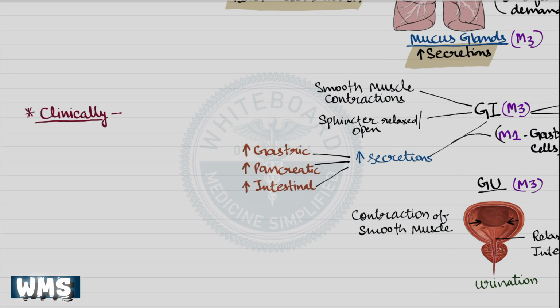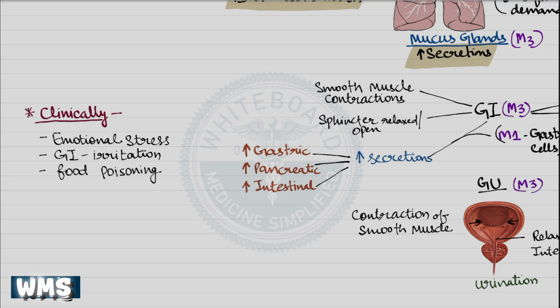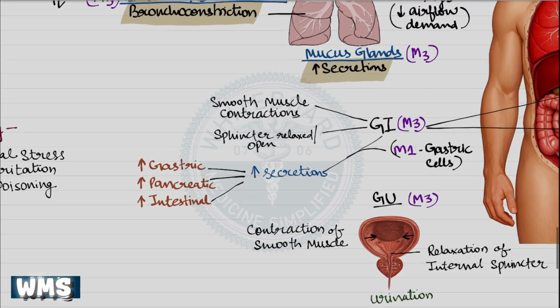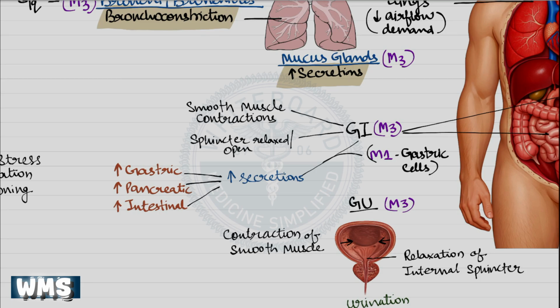Clinically, during excessive parasympathetic stimulation, for example in cases of emotional stress, GI irritation, or food poisoning, there is excessive release of acetylcholine, and ultimately M3 and M1 receptors become overstimulated. As a result, intestinal motility increases significantly, secretions rise, and the sphincter relaxes. Clinically, this can lead to abdominal pain, loose stools, or diarrhea.